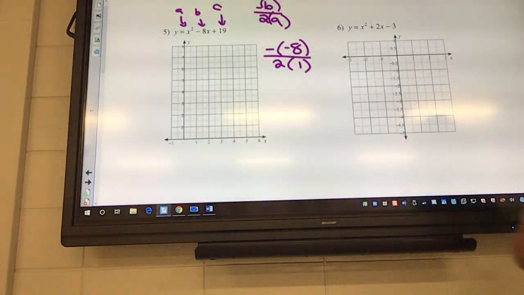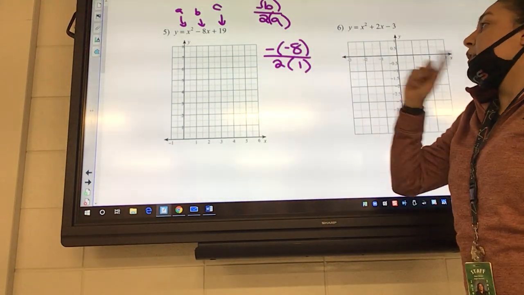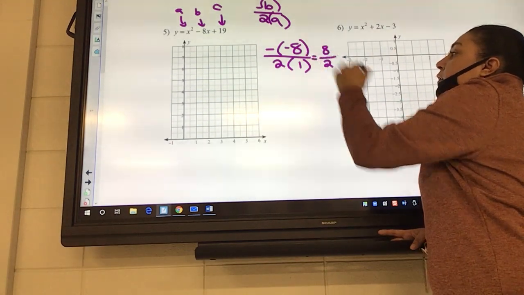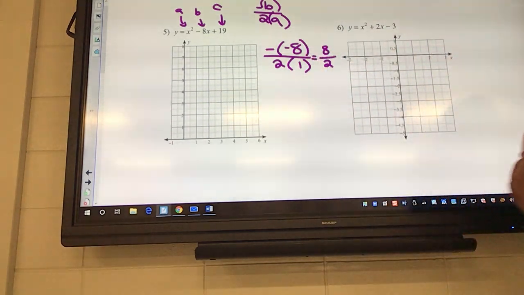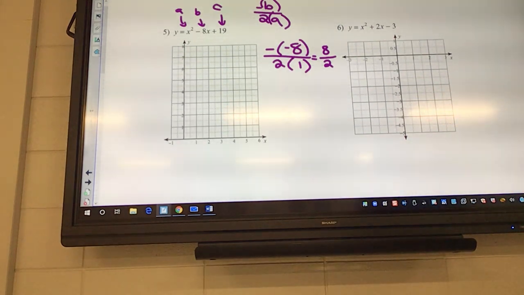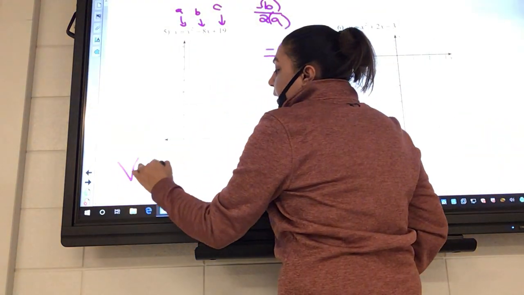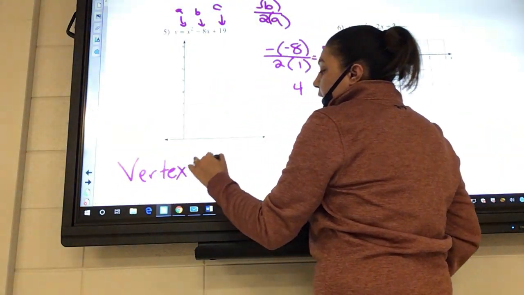So what is a negative negative? Positive. Yep, so it's going to be 8 over 2 times 1. What is 8 over 2? 4. It's going to be 4. Okay, so the first part of the vertex is 4.